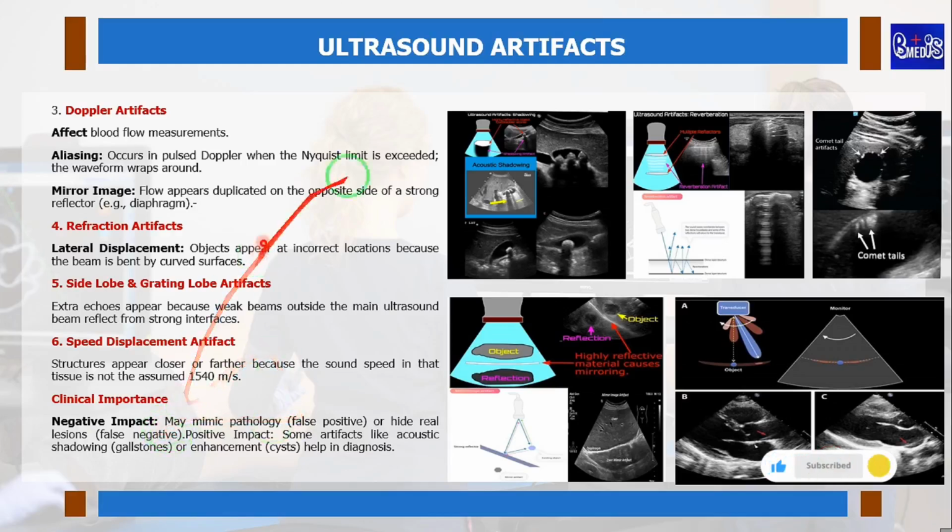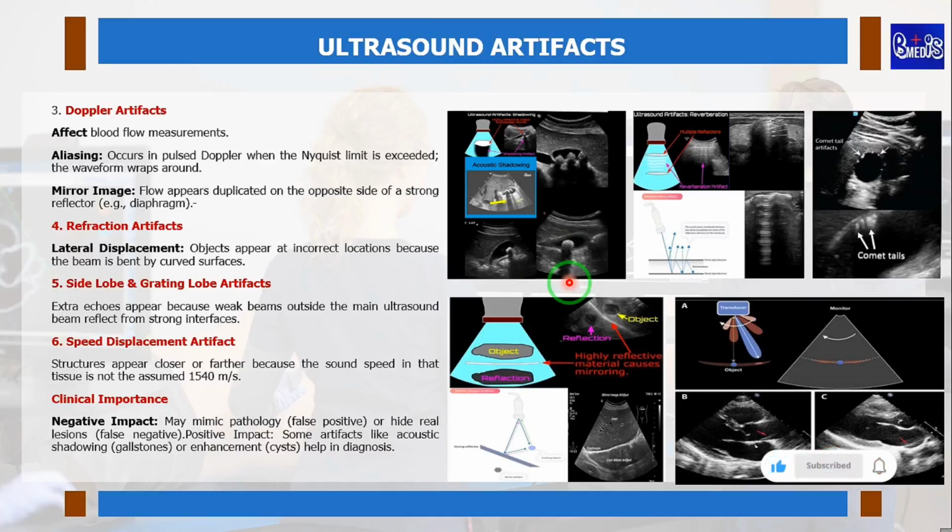So let's take a look at some of the artifacts. Here you have an example of what we call posterior acoustic shadow. The organ you see here is the gallbladder, and this is a calculus. To help you understand how posterior acoustic shadow works, this calculus within the gallbladder absorbs the entire sound wave and does not allow anything posterior to it to be visualized.